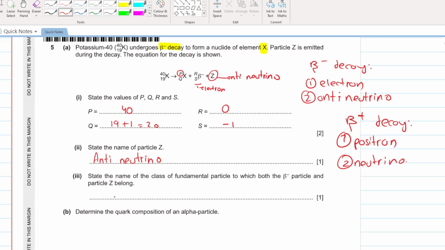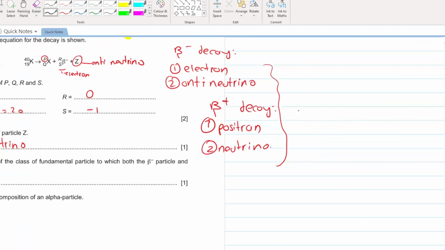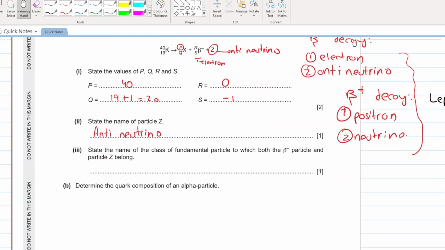and particle Z belong. Son, which fundamental family do all these particles belong to? To the lepton family. Always remember electron, antineutrino, positron, neutrino, all of them belong to which family? Lepton family. Simple as that.